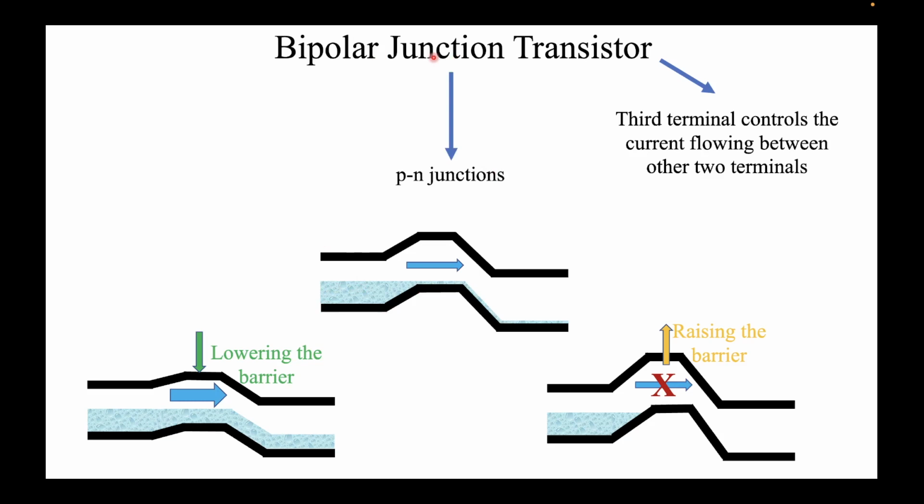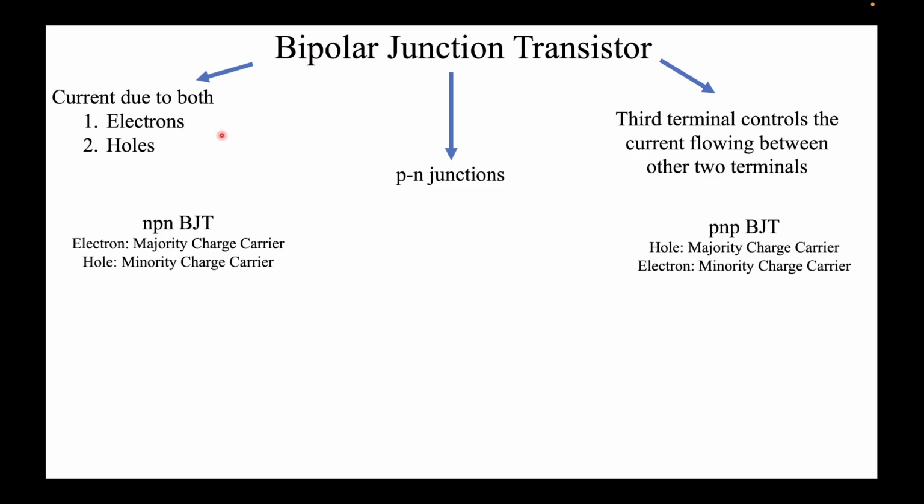Why is it called junction? The word junction denotes that we are talking about the p-n junctions over here. We'll see that in the next slide. And bipolar means the current is due to both electrons as well as holes. Bi means two, polar means poles. So one pole is electron, the other is holes. So the current is due to both electrons as well as holes, right?